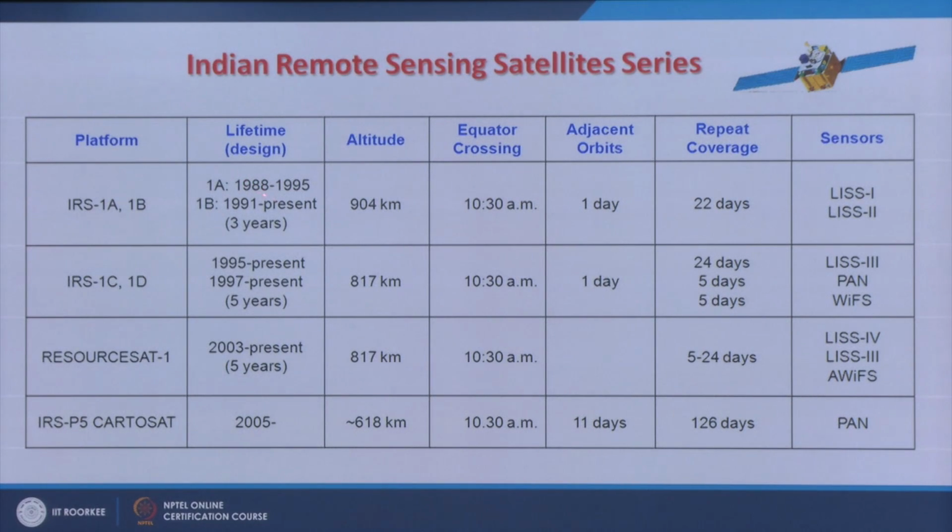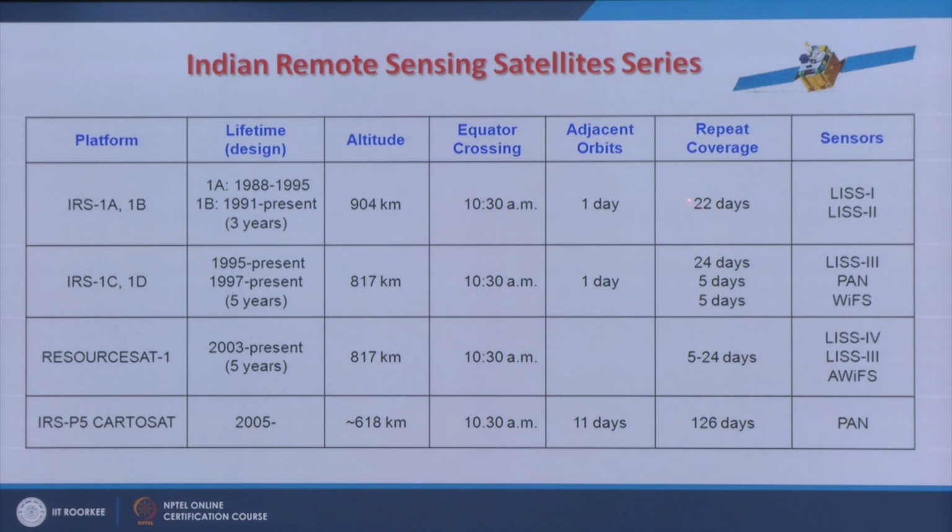It lasted only between 1988 to 95, and then 1B only after 91. So we had some overlap, and in tandem the spatial resolution was improved quite a lot, and the altitude of the satellite was a little higher. Instead of 840 or 50 kilometer, we had 904 kilometer. Generally the equator crossing is 10:30, but local overpass time might be around 9:30 or so, and it keeps moving.